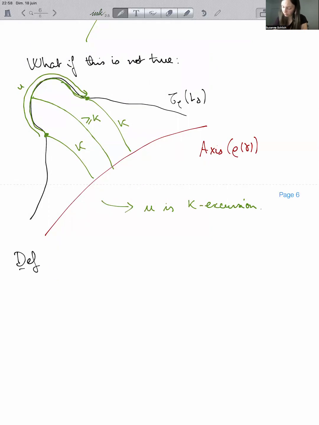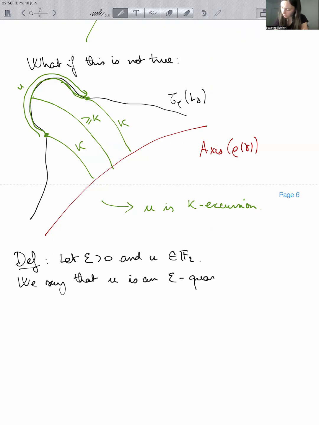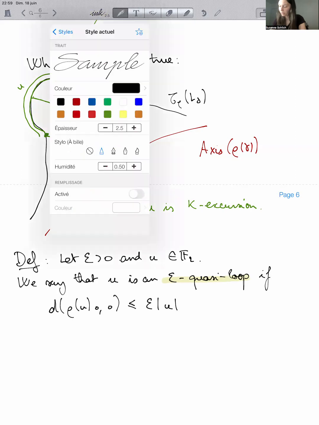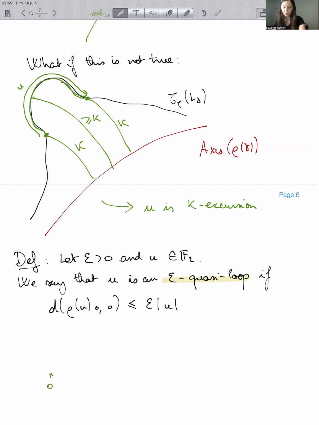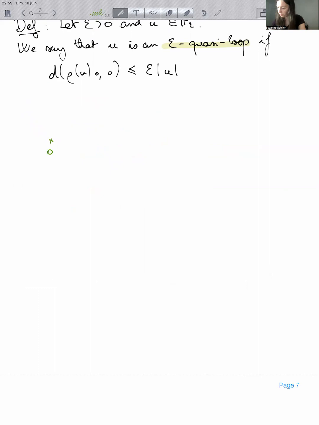Now let's give another definition. Take a positive number, epsilon, and U, an element of F2, not necessarily primitive. We say that U is an epsilon quasi-loop if the following holds: the distance of rho of U O to O, so the displacement of the base point, is bounded by epsilon times the length of U. This is what we call a quasi-loop. This means that somewhere there is our base point, O, then we follow the subword U. We go somewhere, but then we have to be back here close to the base point. This is rho U of O. So this is a quasi-loop.